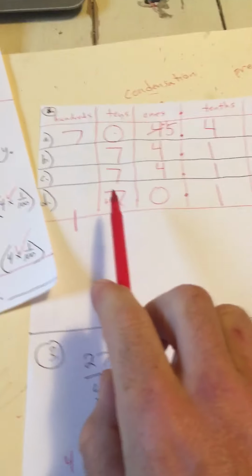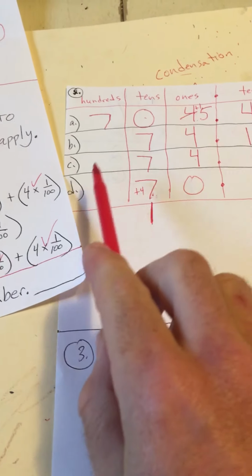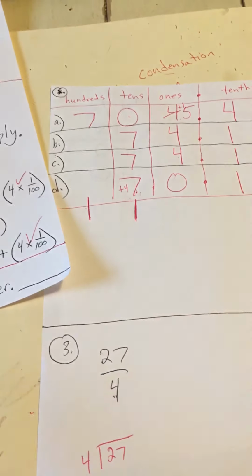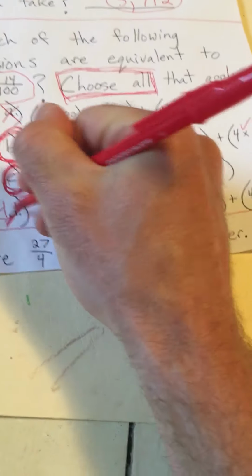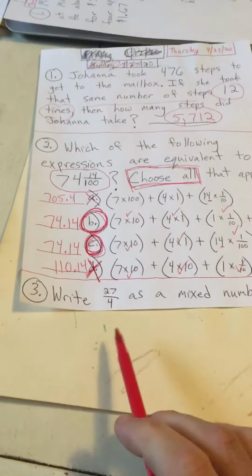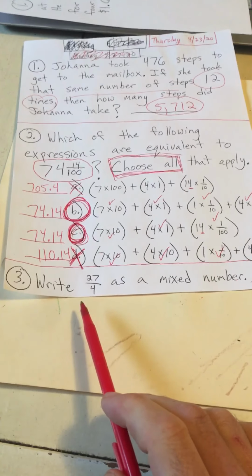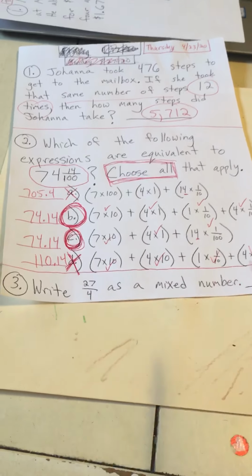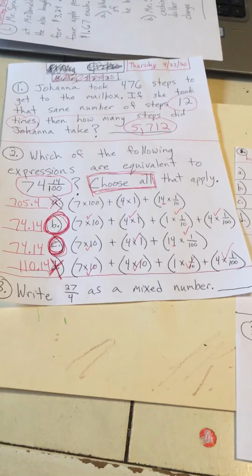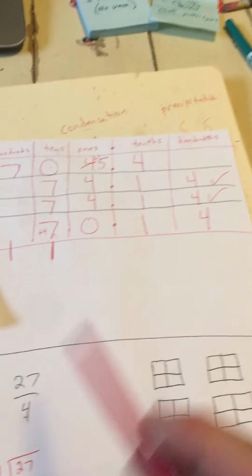All right, since we had 7 plus 4 tens, that's really 11 tens, which is 110. Okay, so D is not correct. The correct answers for number 2 were B and C. Give yourself some snaps if you got that. If not, look and try to see where you made your mistake.